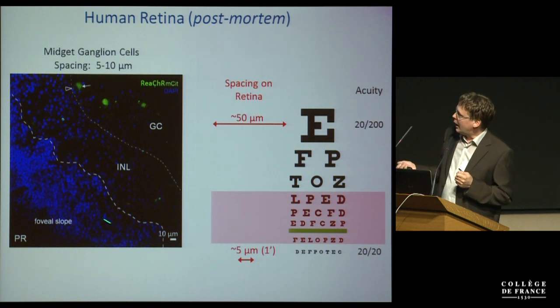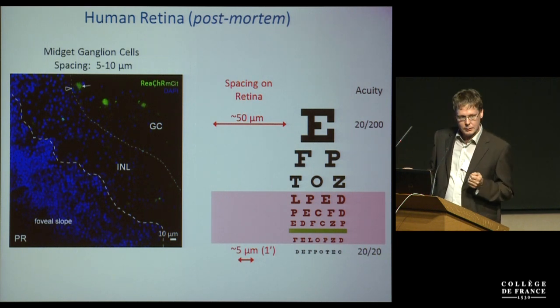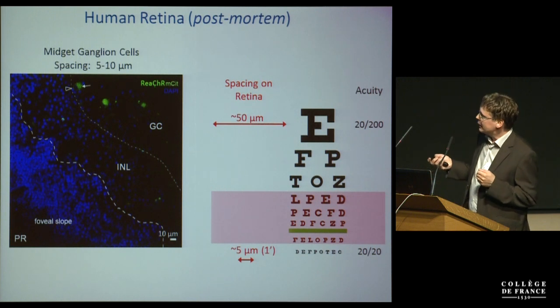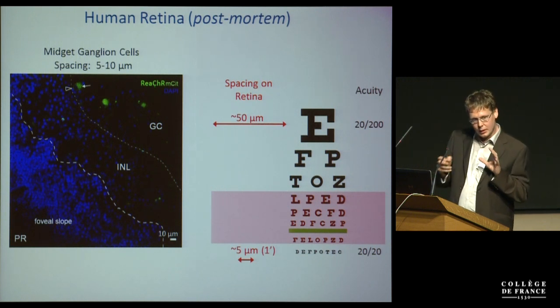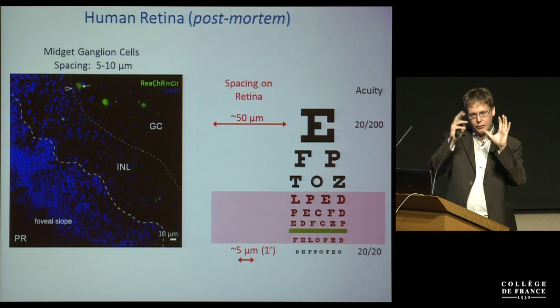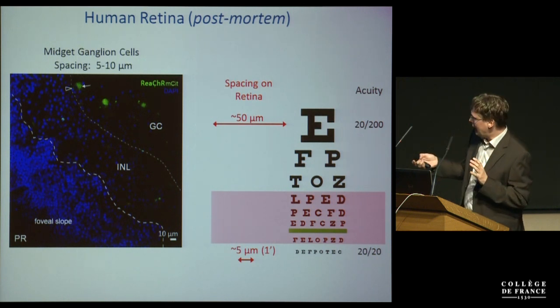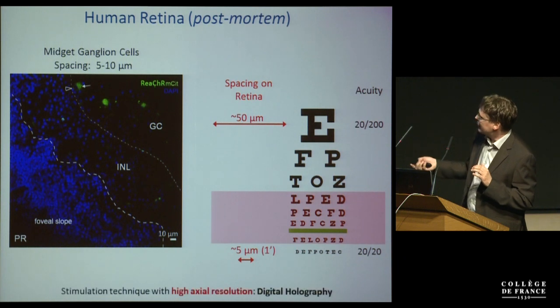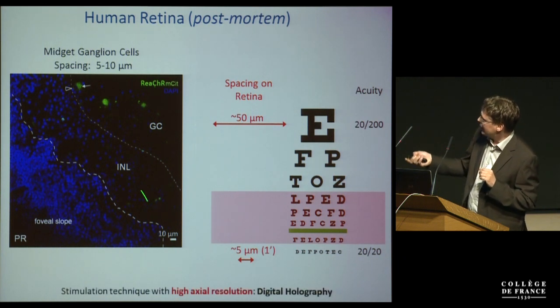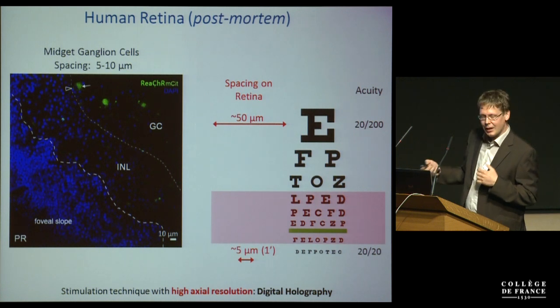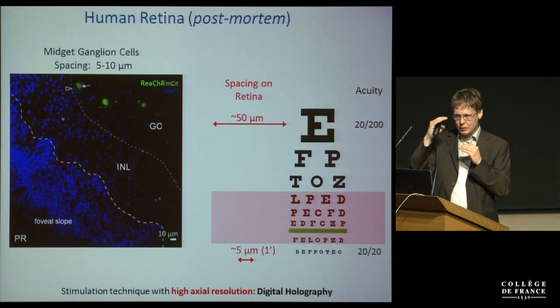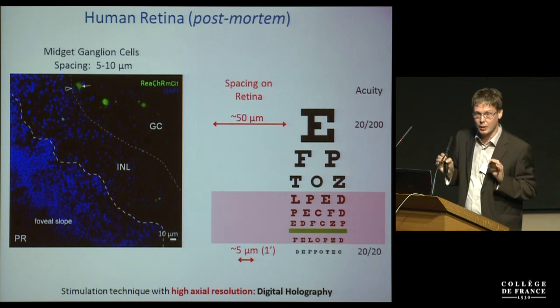And our work with the colleagues, with Denis Tarkara and others, shows that we are able to target a ring, a parafoveal ring, very close to the foveal slope. So this is our hope, that we can stimulate these cells, and we would need, of course, a stimulation technique with a very high axial resolution, because there is also another problem.